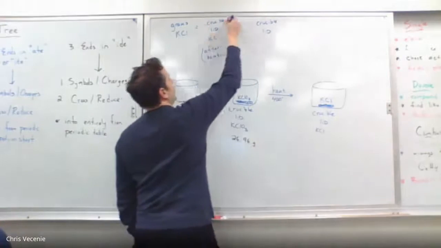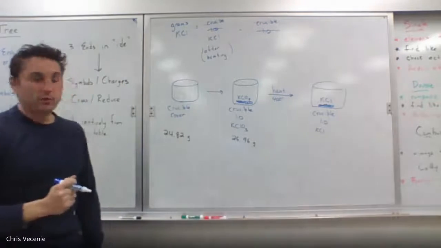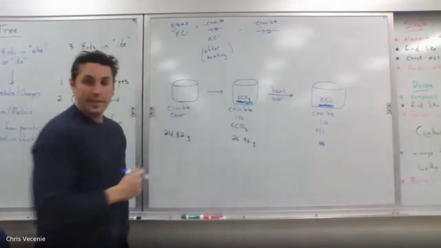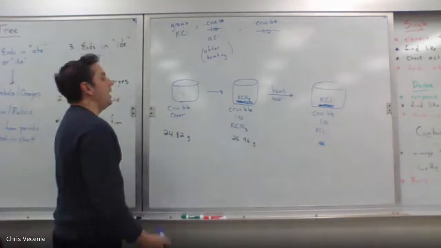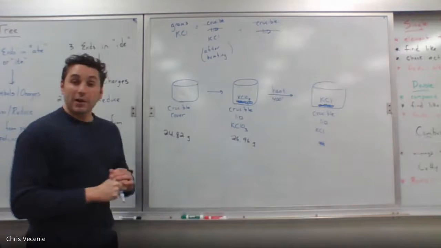Right, take a look. Crucible, crucible, lid, lid. The only difference between those two values, which will be this one, which we're going to get at the end of our 20 minutes, and the crucible and the lid. All right, so that's how you would get the KCl.